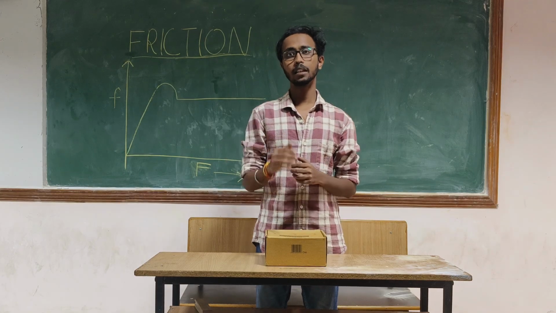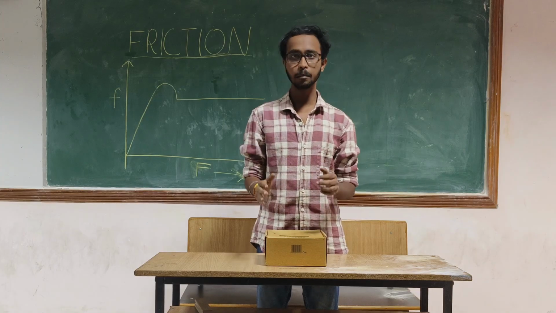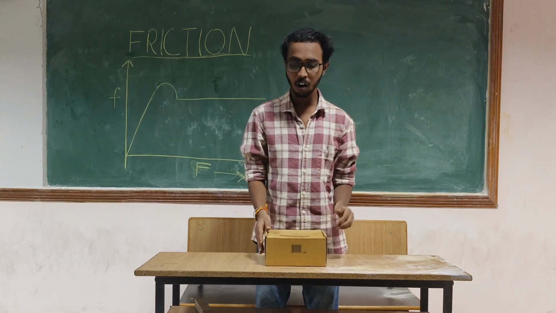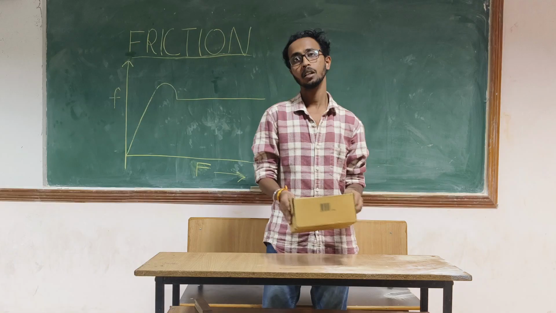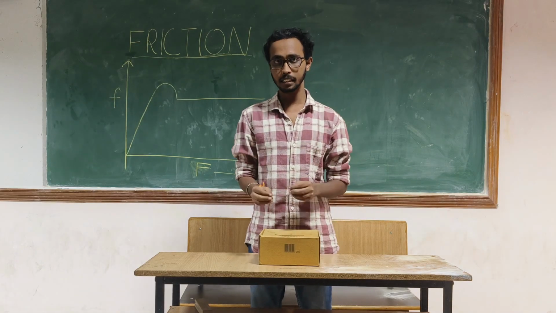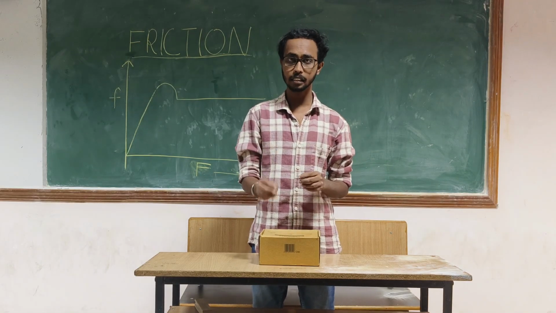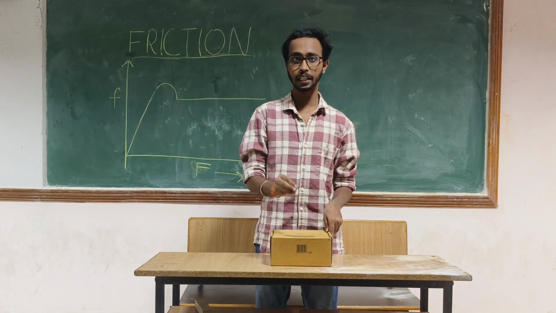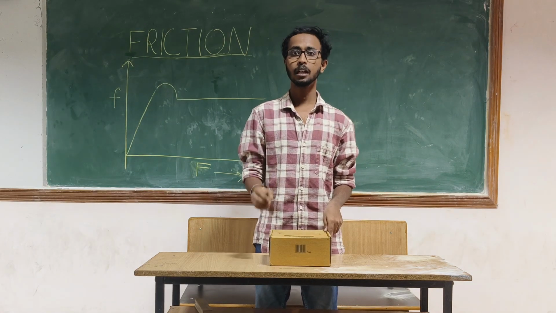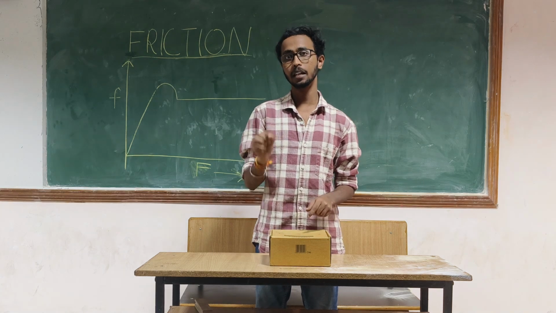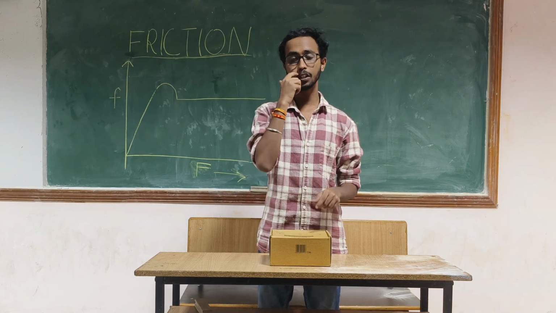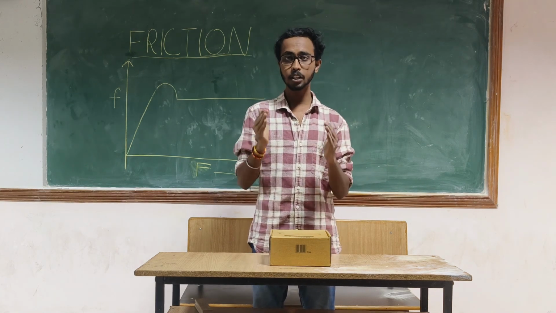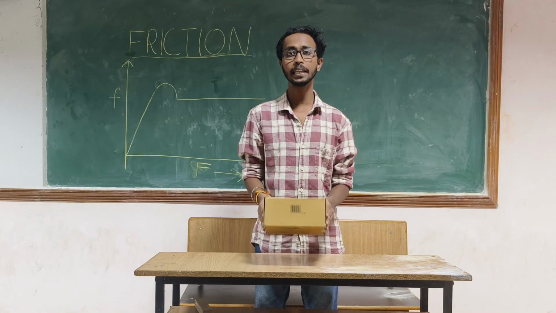Now, we understood that friction can happen when the body is at rest or when the body is in motion. When the body is at rest, the friction force which is acting is static friction. When the body is in motion, the friction force that is acting is kinetic friction. Static friction is represented by F_s. The job of the static friction is to keep the body at rest.